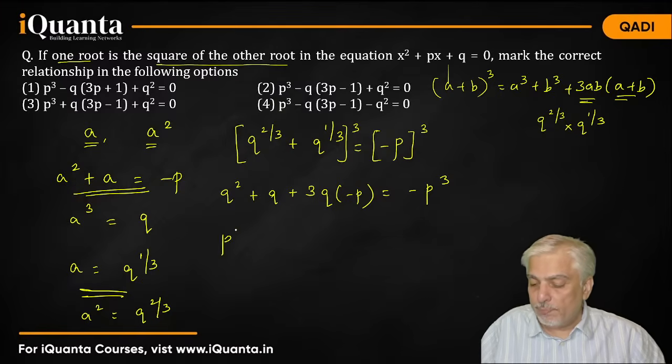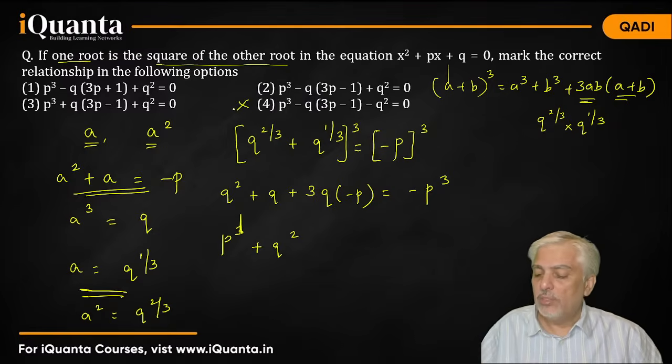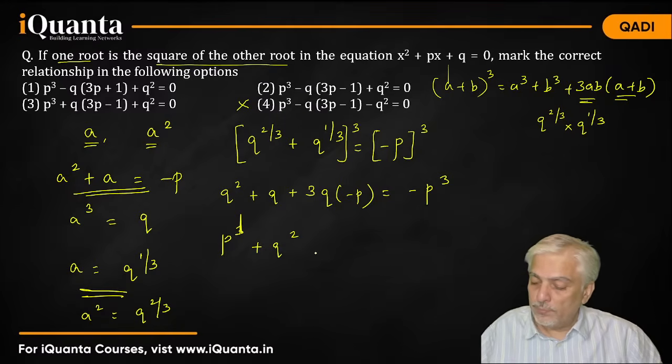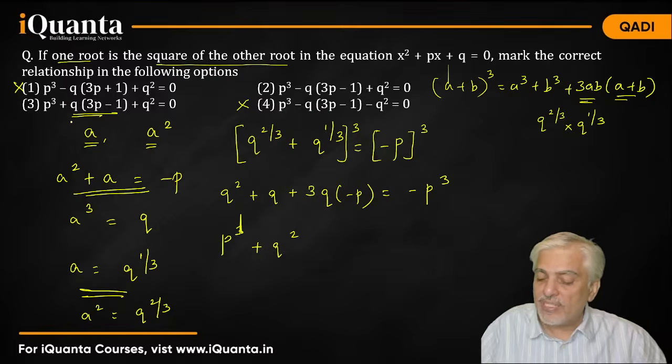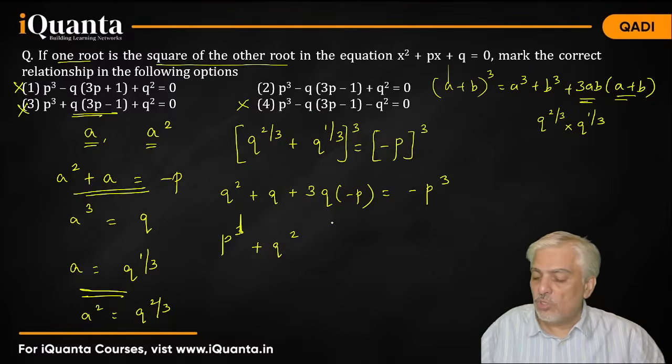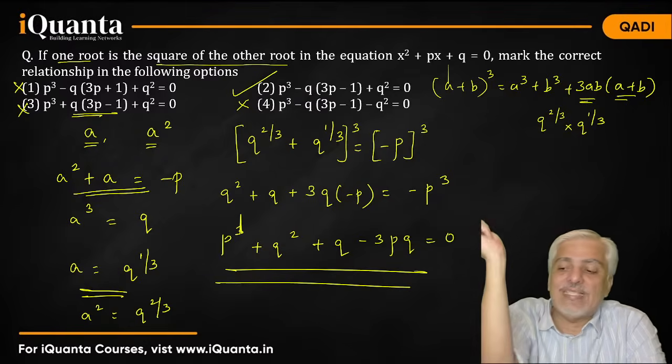So you'll get P cube, because all the options have a P cube in the front. P cube plus Q square. So is there any option where there is no plus Q square? Fourth option. So fourth option is out. P cube plus Q square plus Q. I think the first option will have a minus Q. So first option is out. And the third option will also have a minus Q. So that is also out. Plus Q square plus Q minus 3PQ is equal to 0. So answer is the second option. This is one method. Let's look at something else, everybody.